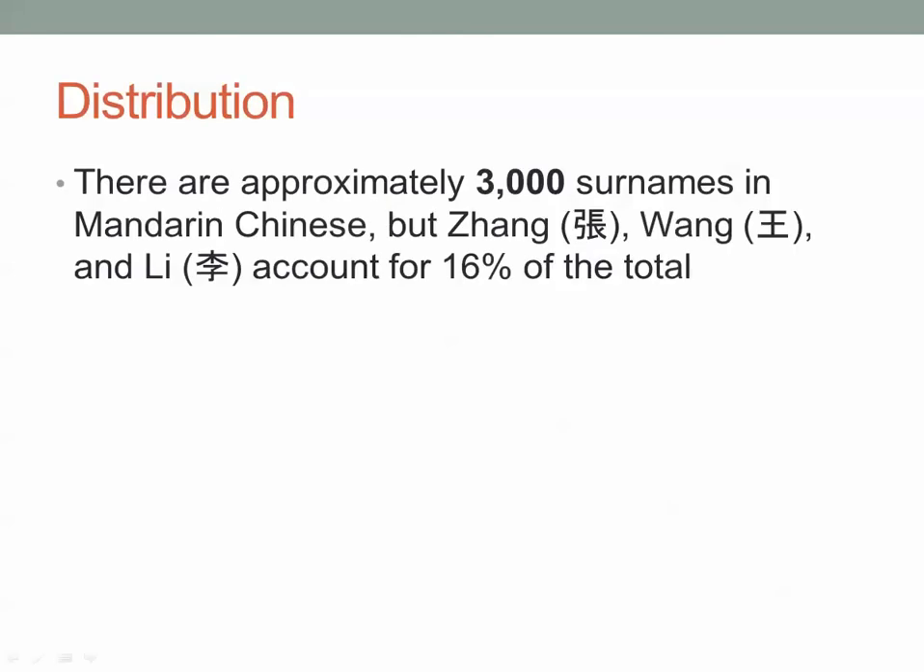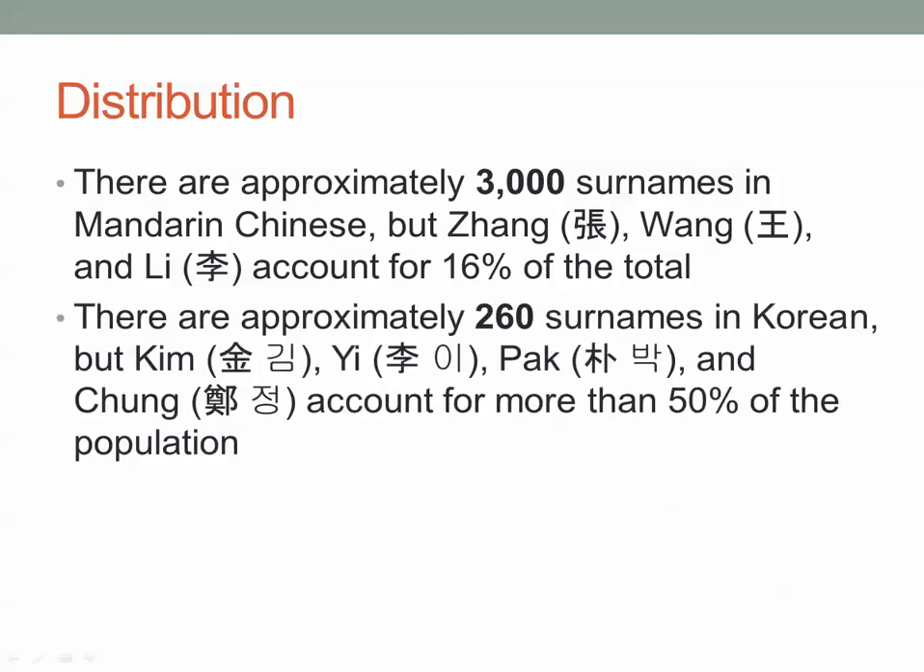Now, I find this really striking in terms of statistics. There are approximately 3,000 surnames in Mandarin Chinese. However, Zhang, Wang, and Li account for 16% of the total. Think of that as sort of the Smith and Jones and Johnson, if you will, of the Chinese world. In the Korean context, there are approximately 260 surnames, but Kim, Yi, Pak, and Chong account for more than 50% of the population. I just find that fascinating. 4 surnames, and that's 50% of the population.